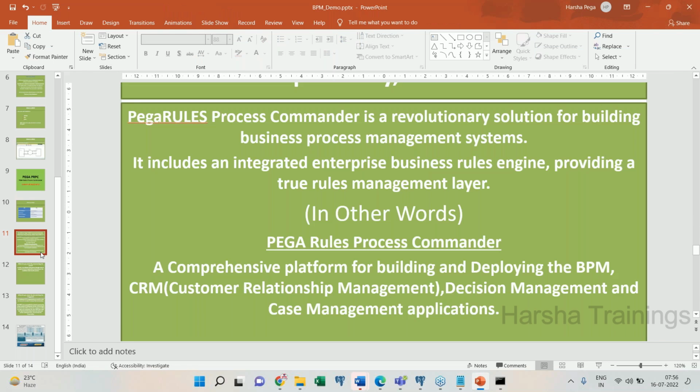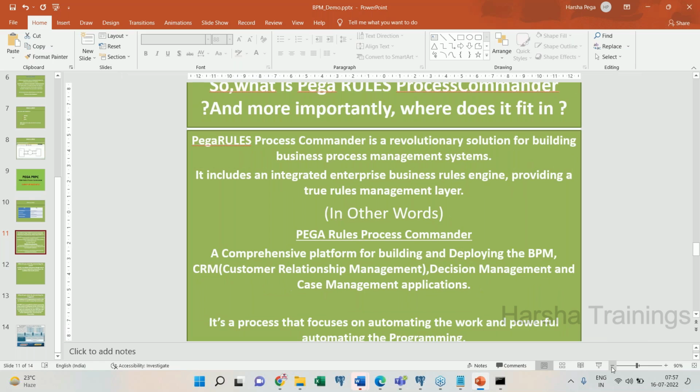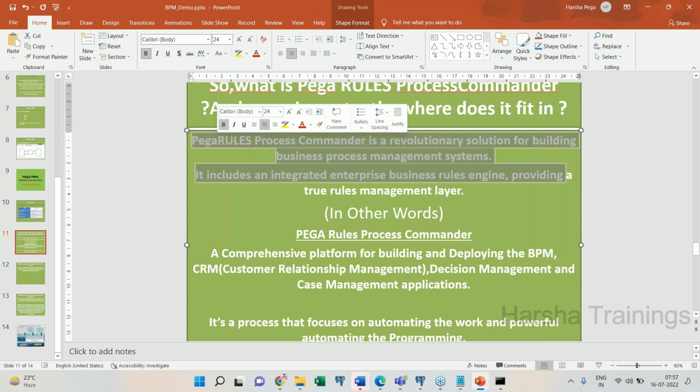So what is Pega Rules Process Commander, and more importantly, where does it fit in? So far I told you the same. Pega Rules Process Commander is meant for application development using BPM methodology. It is a revolutionary solution for building BPM systems. The underlying BPM methodology has been used to develop this environment. What is its purpose? To develop business applications for processing your business.